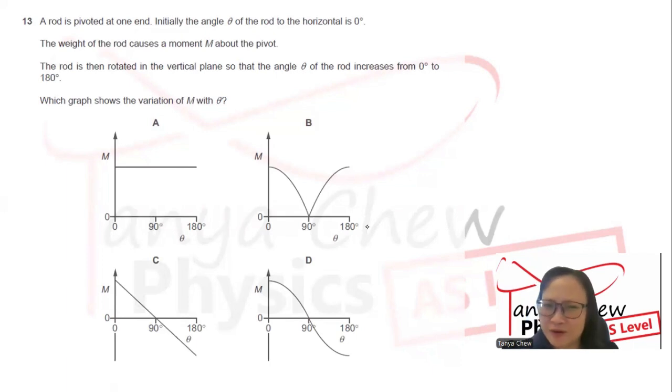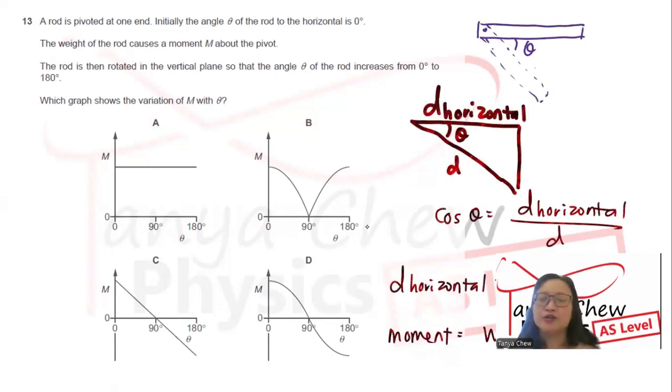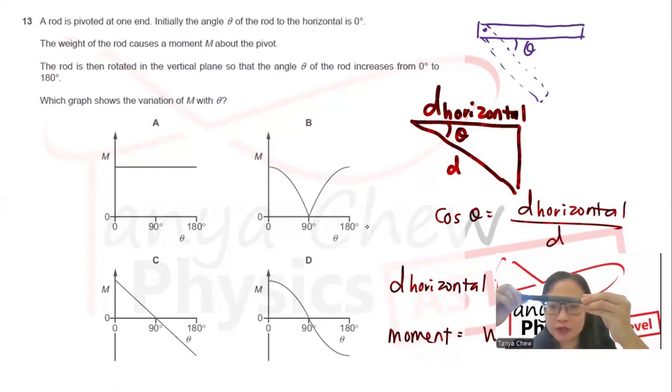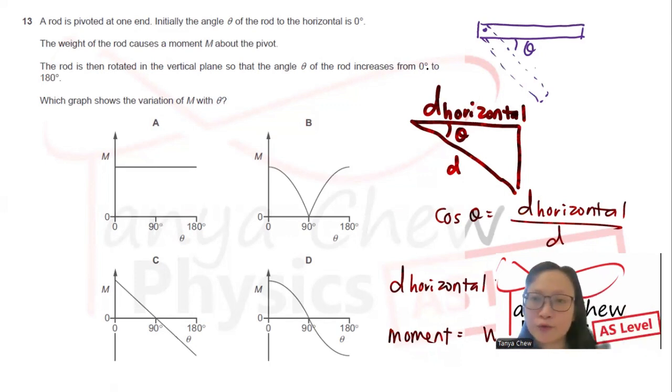It seems a little bit complicated here. I drew up the diagram so that it's easier for me to see. So when the rod is horizontal initially, all you need to do is rotate it from 0 degrees to 180 degrees. You rotate in the vertical plane, which means downwards or upwards. So I move the rod downwards, and that's my theta.